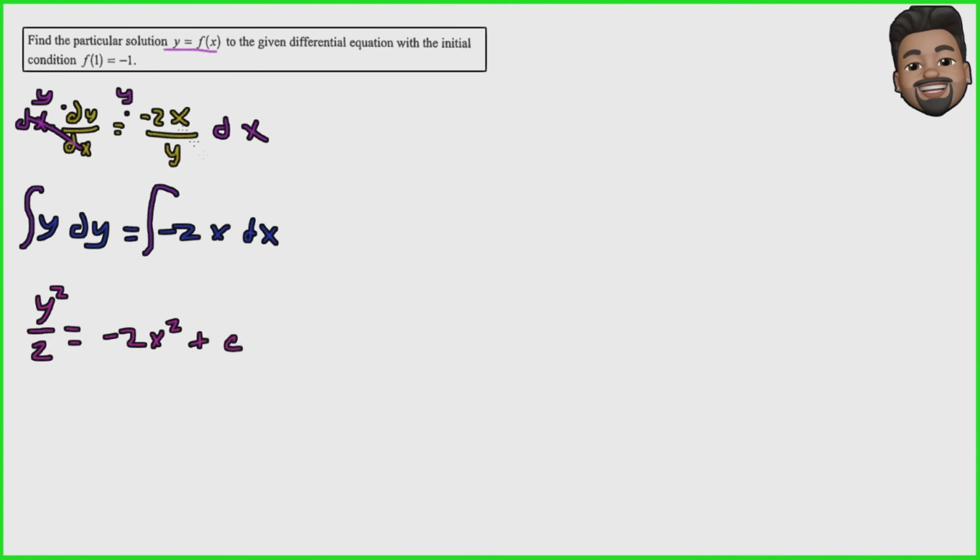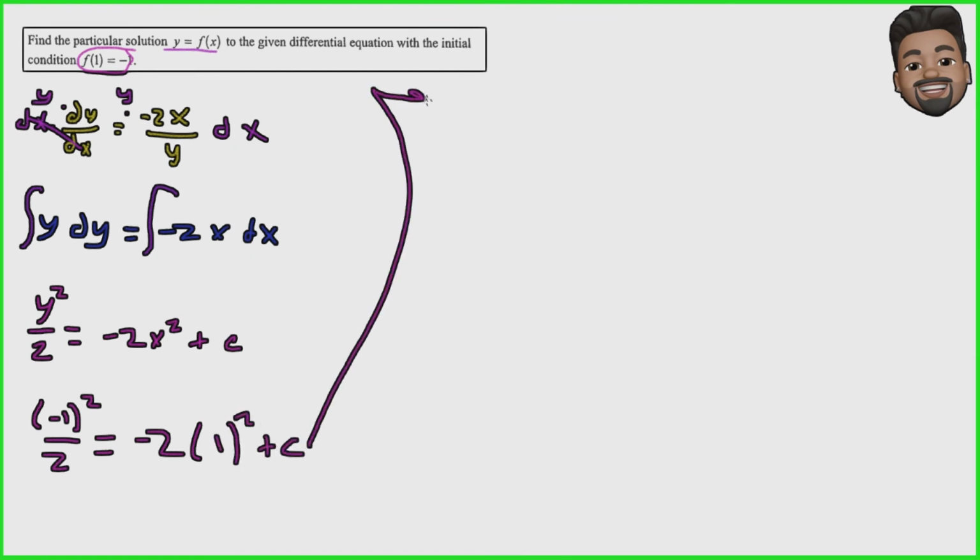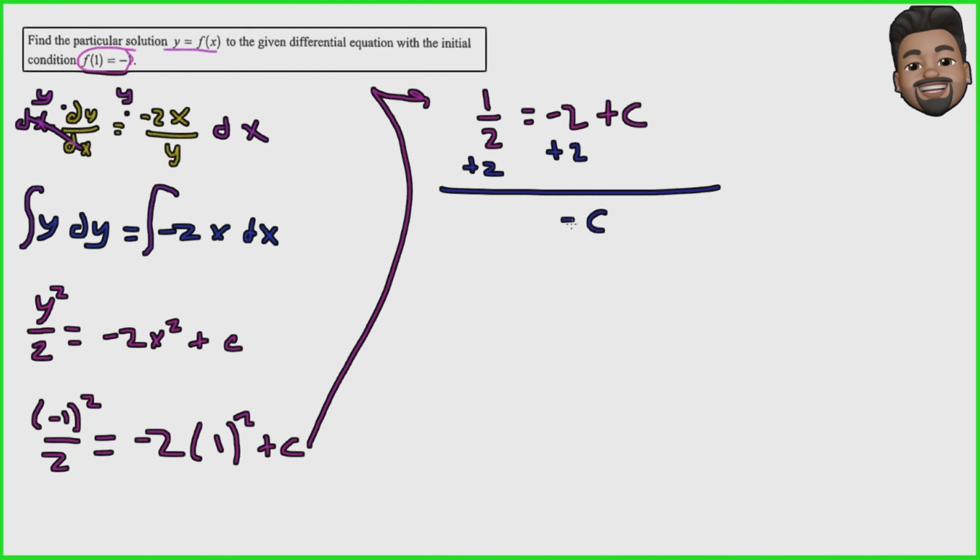And now that we have this function, we're going to plug in our initial condition. The 1 goes into the x, the -1 goes into the y. So we get (-1) squared over 2 is equal to -2 times 1 squared plus c. So what we get now is 1/2 equal to -2 plus c. (-1) squared, -1 times -1 is 1. 1 divided by 2, that's the 1/2. This is -2 plus c. We can go ahead and add 2 to both sides now, and we get that c is equal to 2.5. I'll just leave it as a fraction because it's 2 plus 1/2, that's 2.5.